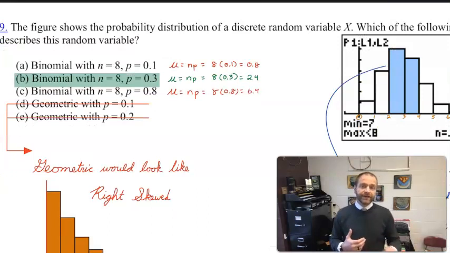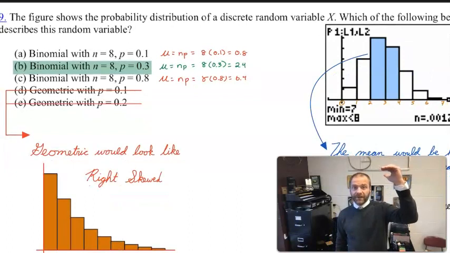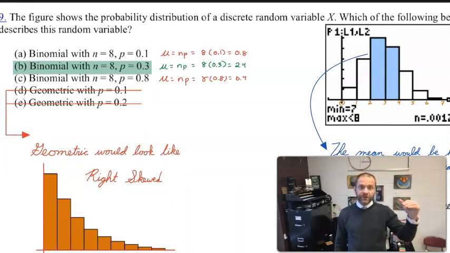So we had to keep in mind the shape of a geometric, which starts off at a high peak and then works its way down. So it is extremely right skewed. I mean, it starts at the highest and then works down. This one right above is slightly right skewed, so I have to keep in mind the shape of a geometric.